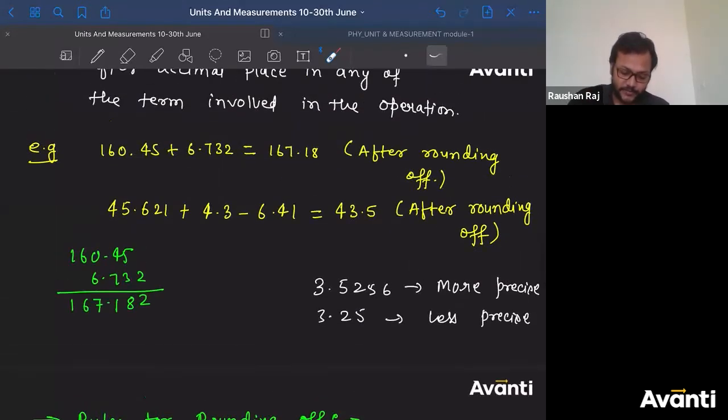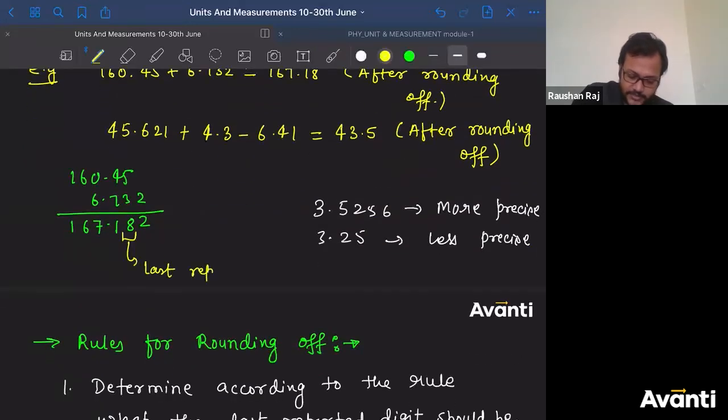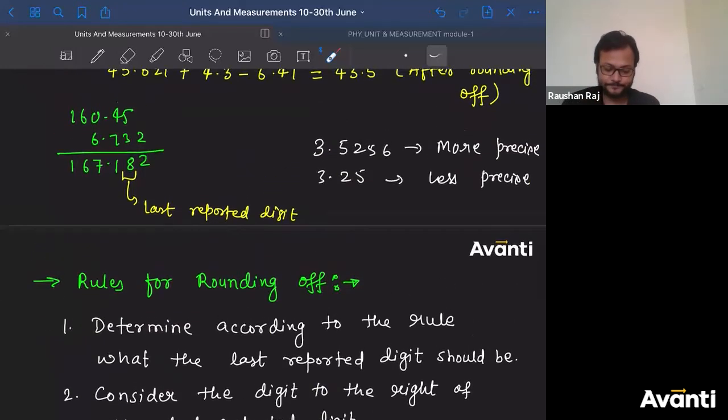Tell me, guys, in this number, which is the last reported digit? Last means up to 2. In this question, I have to get a number till 2, like the second decimal place, right? So in this case, this is the last reported digit. Did you understand? Till the second position we have to express. So in this one, 8 is the last reported digit. All right? So first find that out.